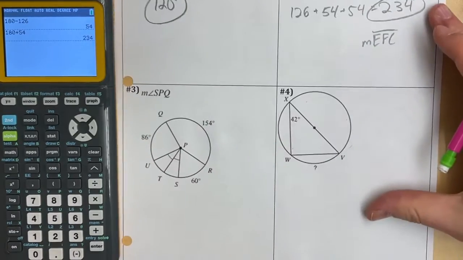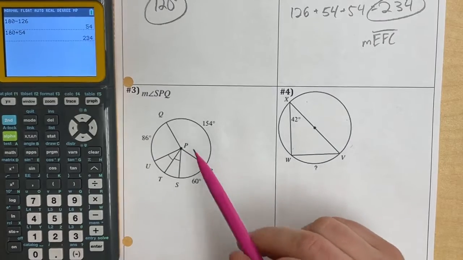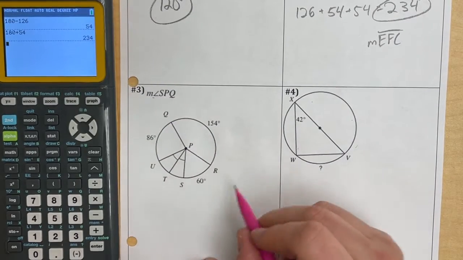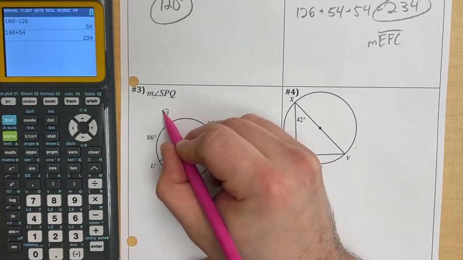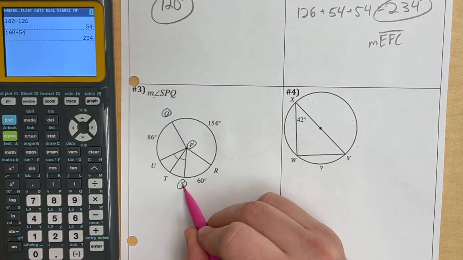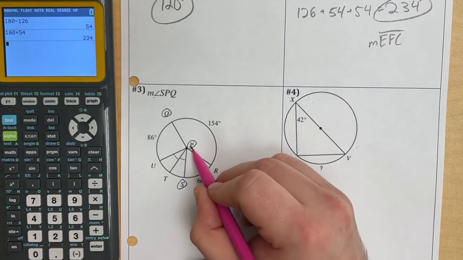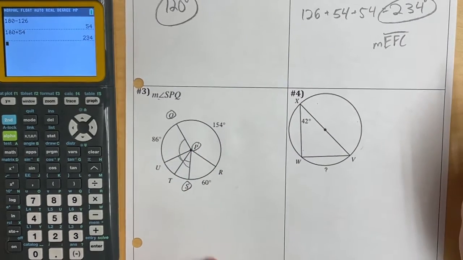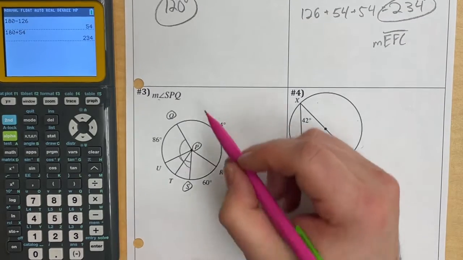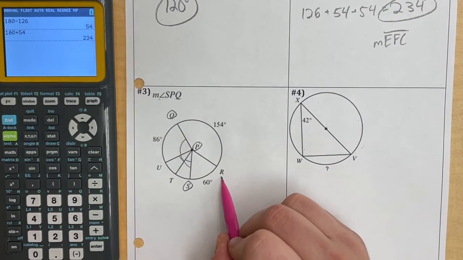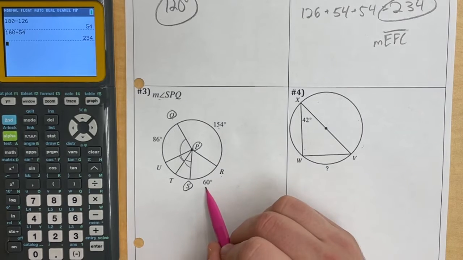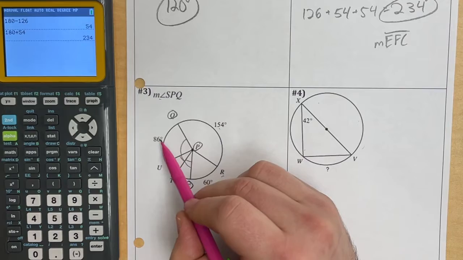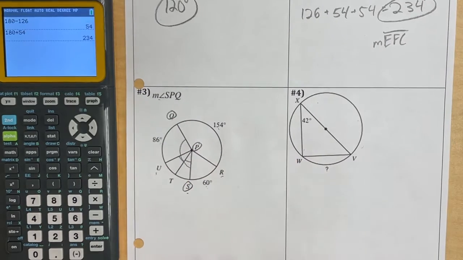So now on number three, we're looking for the angle amount of SPQ. We have to go from S, P, and Q, so we're talking about this angle right here. And so what can we have? Well, this arc QR is 154, this arc RS is 60, and we have QU is 86.